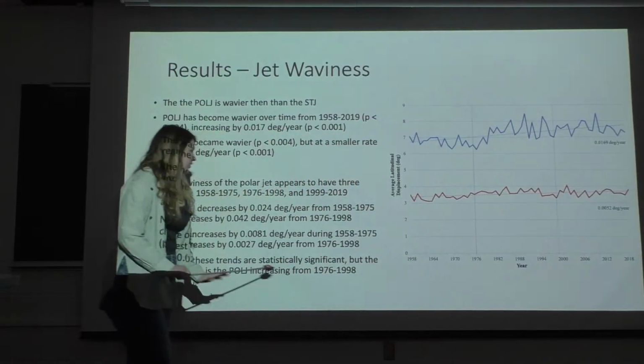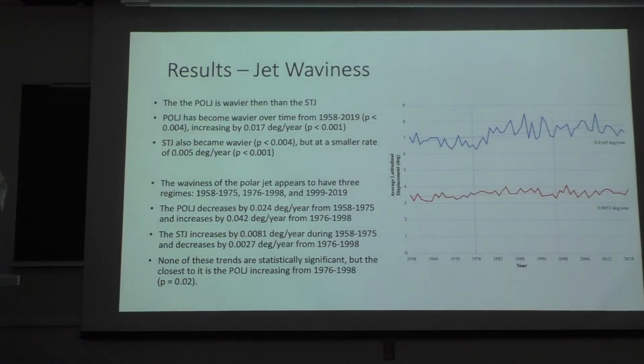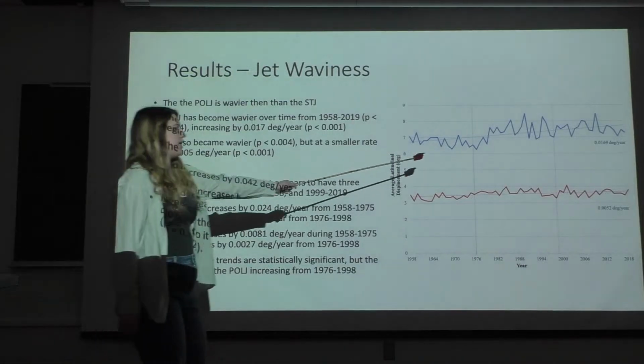In this scenario, I'm just going to briefly go over the first 2 instead of the last. The polar jet decreases at first by 0.024 degrees per year, and then switches to an increasing time period. And the southern subtropical jet increases in the first section and decreases in the second, which is interesting to note. None of these are statistically significant, but the closest to being so is the polar jet in the middle part here, where it increased.